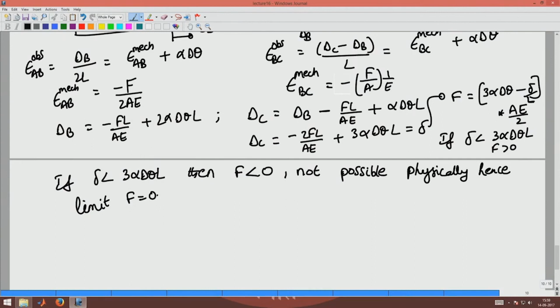If delta were to be greater than 3 alpha delta theta into L, then the force F would be less than 0, not possible physically. Hence limit F to be equal to 0. Okay. So, that is how you solve this problem. Just like what we did for problem 3, same arguments here to solve for problem 6.